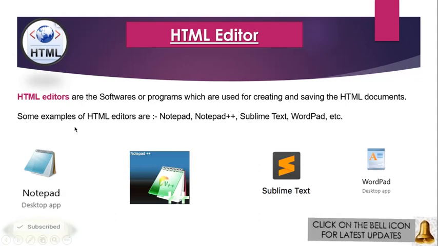Some common examples of HTML editors where you can write HTML code are given here: Notepad, Notepad++, Sublime Text, WordPad, etc. Many more are there. You can see here the Notepad, Notepad++, Sublime Text, WordPad. These are some of the simple HTML editor software where you can write and save your HTML documents.